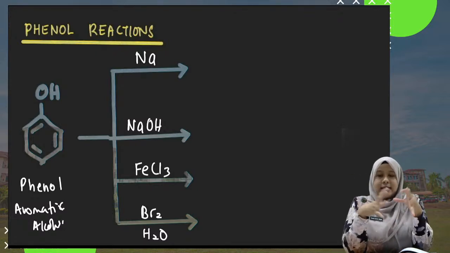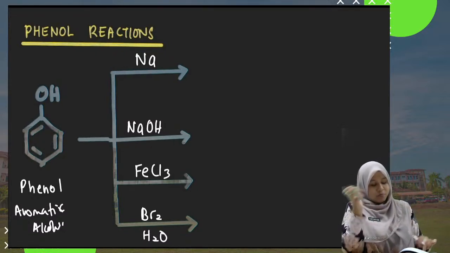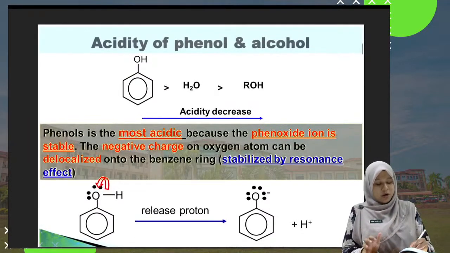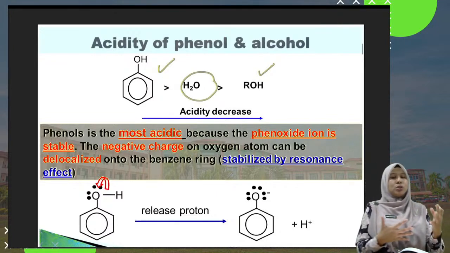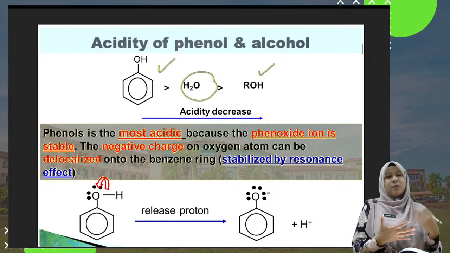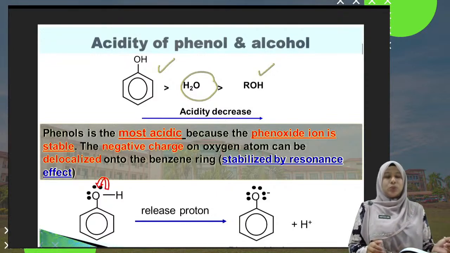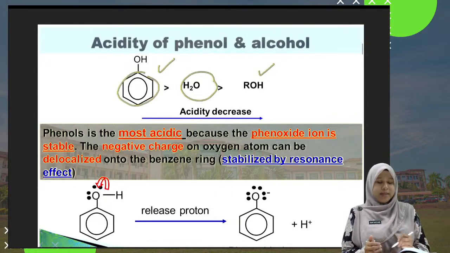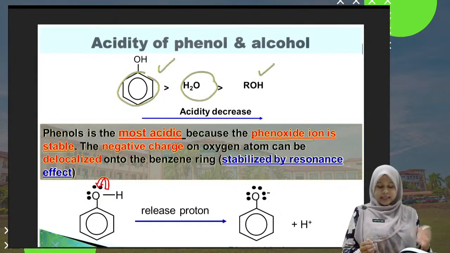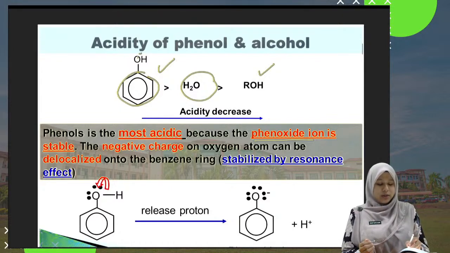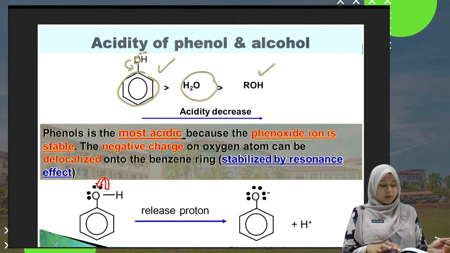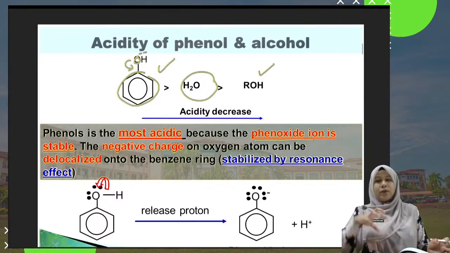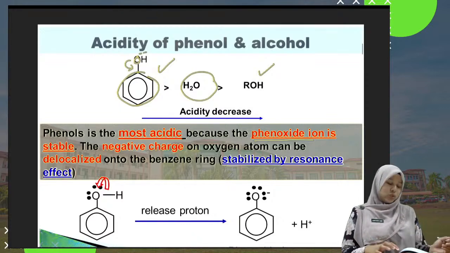Kalau kita compare acidity antara phenol iaitu aromatic alcohol dengan aliphatic alcohol dan juga water, phenol is higher in acidity, ataupun most acidic compared to aliphatic dan juga water, disebabkan dia attached to benzene ring. So bila ada benzene ring, phenol dia boleh form phenoxide ion. Phenoxide ion is stable. So the negative charge in oxygen ni dia boleh delocalize into benzene ring, so dia boleh form resonance. So kalau compare dari segi acidity, phenol is most acidic compared to aliphatic dan juga water.